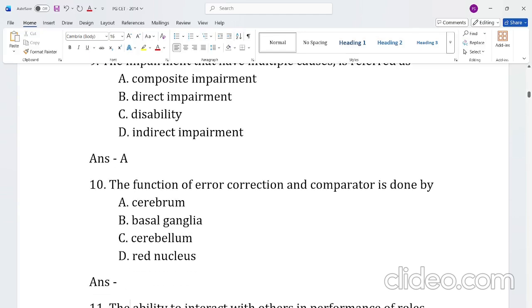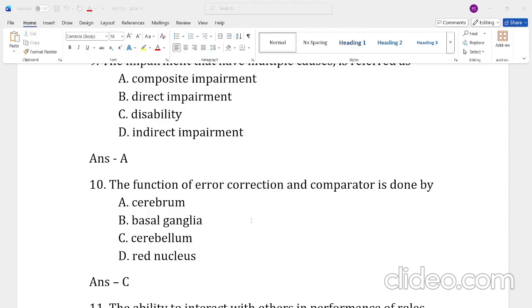The function of error correction and comparator is done by: cerebellum, basal ganglia, cerebrum, red nucleus. The answer will be cerebellum. Right? So now see how the cerebellum works as the center for error correction and comparator. The cerebellum is universally recognized as the central comparator and error detection system in the brain for motor control, right? So here's how it works.